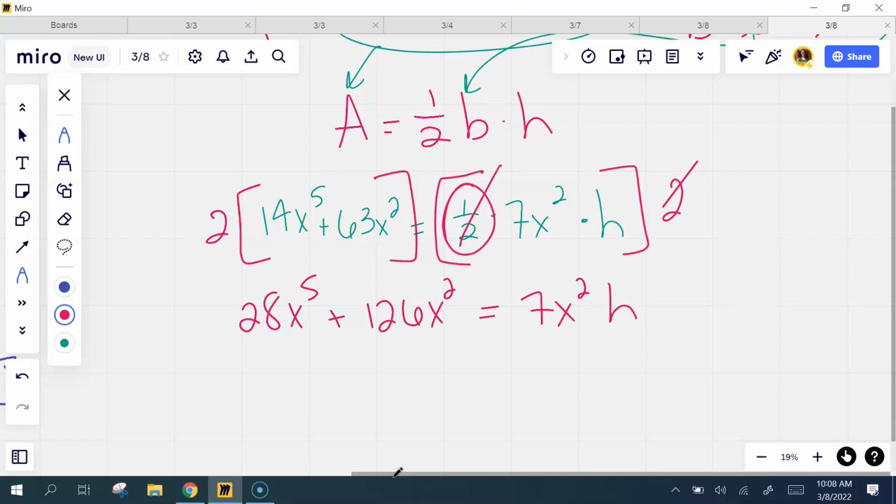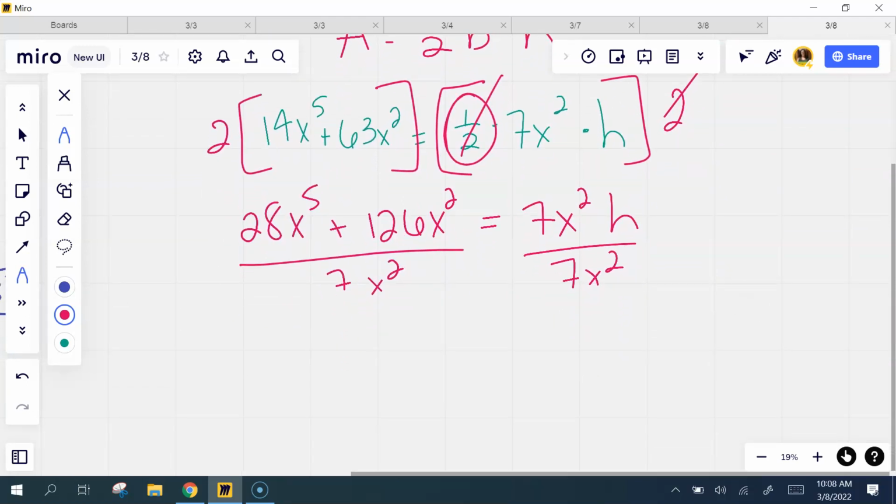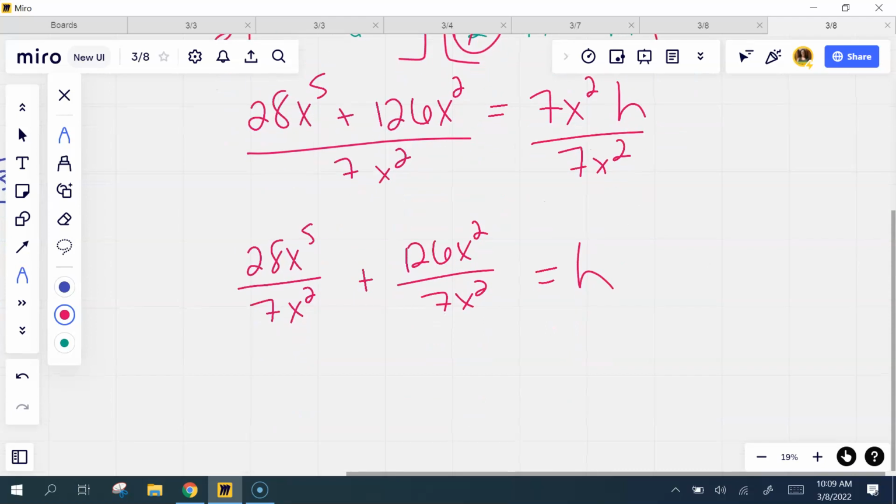Now what do I do? Divide by 7x squared. And this is what we did yesterday. This is dividing a polynomial by a monomial. If I divide by 7x squared, how do I simplify that left side? You break it up. That's exactly right. So I'm going to split it apart: 28x to the 5th over 7x squared plus 126x squared over 7x squared. That should equal h. So let's clean it up just a little bit. What's 28 divided by 7? 4. How many x's do I have? 3. 126 divided by 7? 18. And those cancel. They're the same, top and bottom.